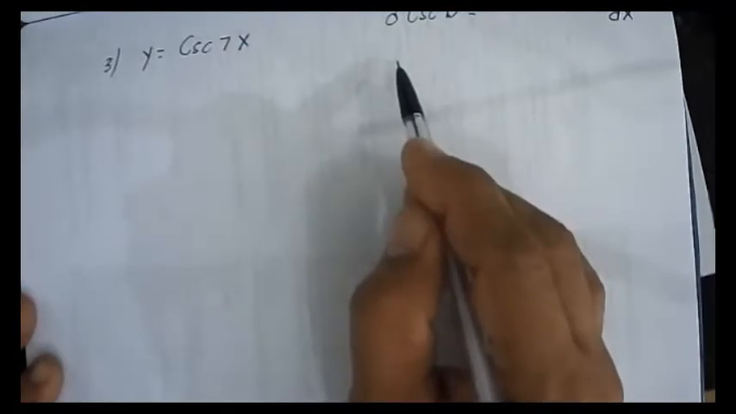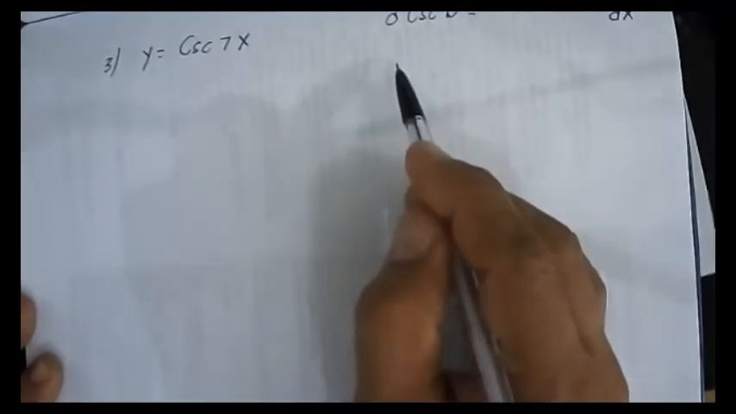Next, you have your problem number 3. Y is equal to cosecant 7x. So, anong formula natin sa cosecant? The derivative of cosecant u is equal to negative cosecant u cotangent u, du all over dx. Ito yung formula natin na gagamitin po, no? Ito yung formula na gagamitin natin.